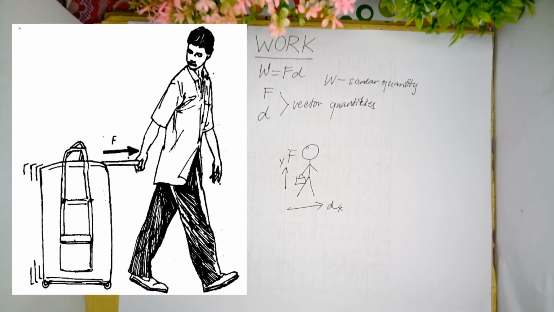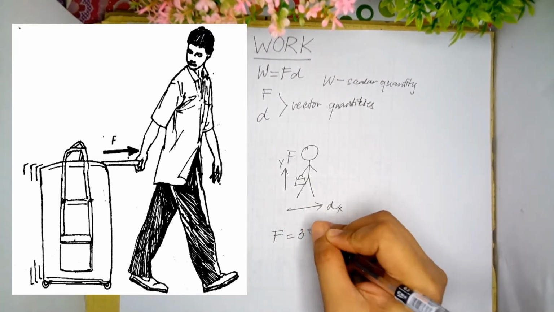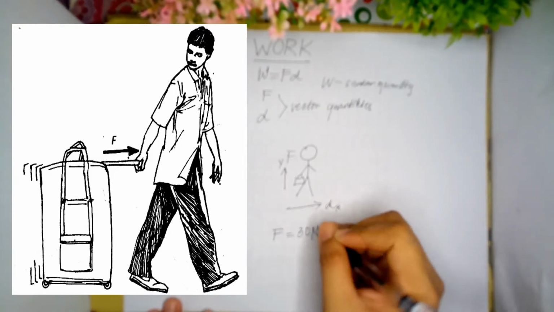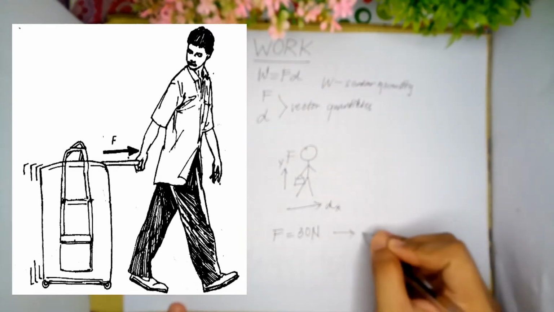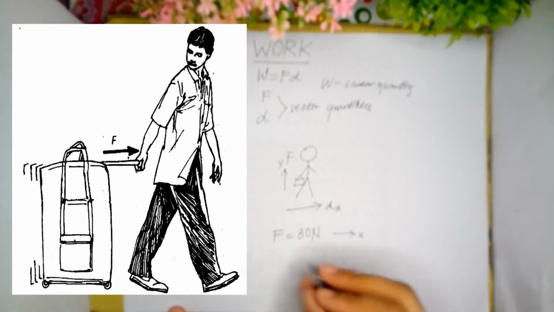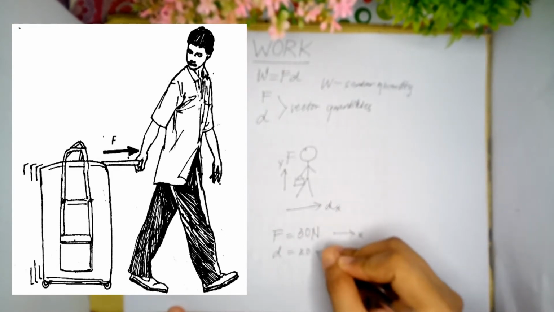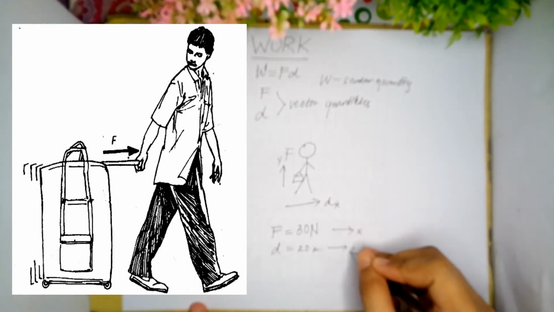Another example dyan, halimbawa daw, binatak mo yung bag mo. Okay, so you applied a force of 30 newtons, parallel to the ground. So, meaning in the x direction. Okay, and then, to your classroom, 20 meters away. So yung displacement mo is 20 meters away daw. Ibig sabihin, nagkaroon ka ng 20 meters na displacement. Okay? So, syempre, automatic in the x direction din yan.